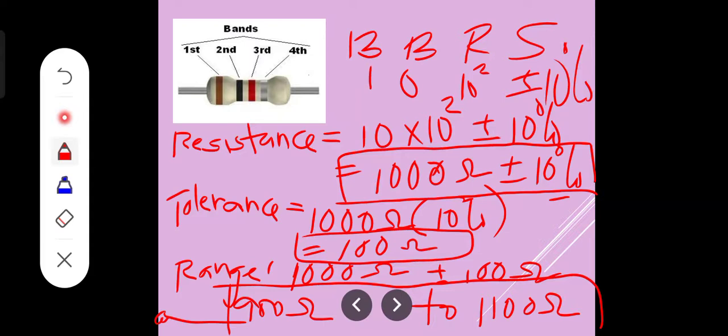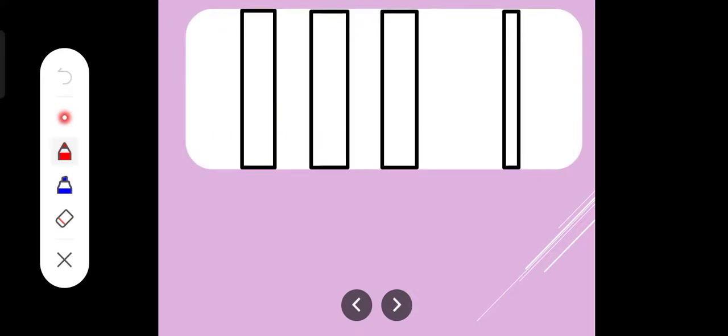This range indicates that the actual resistance can be found between 900 ohms to 1,100 ohms. Again, the resistance value is 1,000 ohms, positive, negative 10%. Then the tolerance is 100 ohms. Then the range is 900 ohms to 1,100 ohms. So that's it. Another example. Let's have this one.